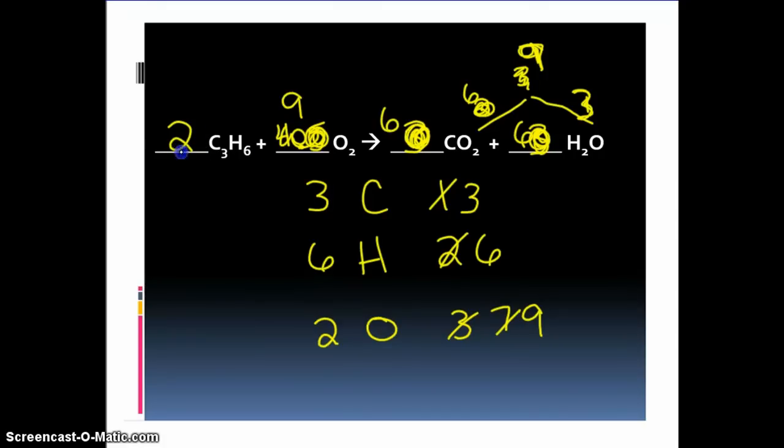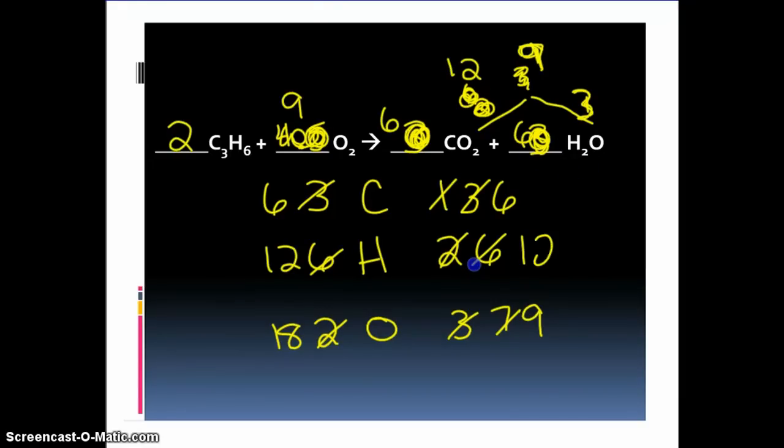All right, here we've got carbon. 2 times 3 is 6. Hydrogen, 2 times 6 is 12. Oxygen, 9 times 2 is 18. Okay, this side we've got 6 carbons. Then we've got 6 times 2, 12 hydrogens. And then that's 6 oxygen. 6 plus 12 is 18. Okay, so it all works out.